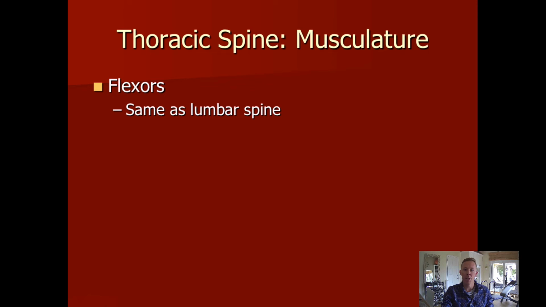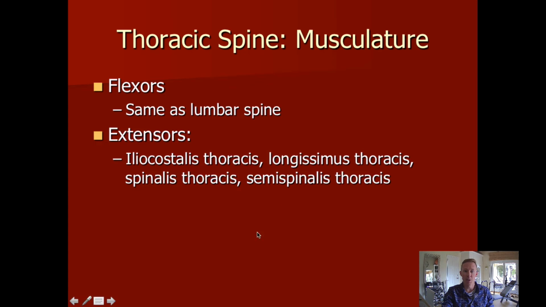So flexors, looking at the musculature, they're the same as the lumbar spine, so we're still going to use our abdominals to flex the thoracic spine. Extensors, now we're seeing these muscles continue up, so it's the same muscles. Remember we had iliocostalis lumborum before, but now we have iliocostalis thoracis.